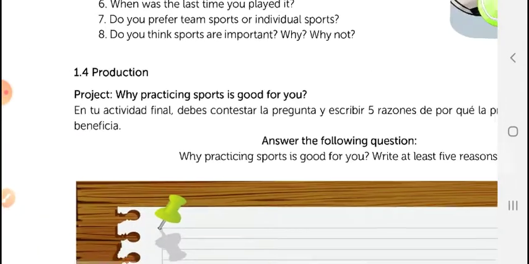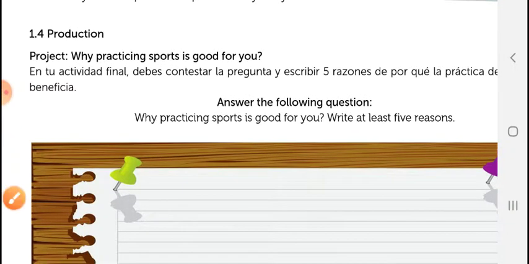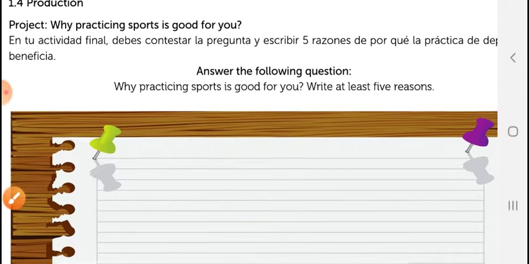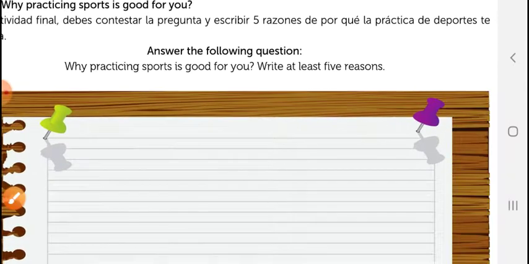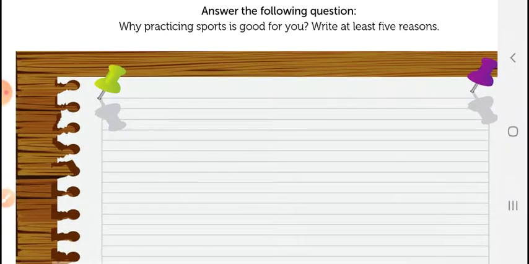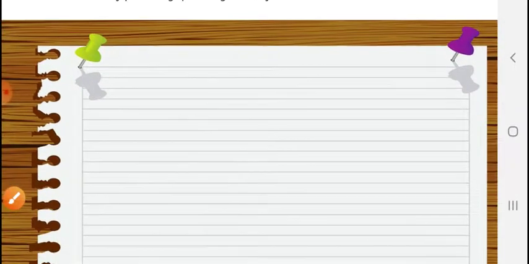Okay? Finally, in the 1.4 production here, project. Why practicing sports is good for you? En tu actividad final debes contestar la pregunta y escribir 5 razones de por qué la práctica de deportes te beneficia. Okay? Why practicing sports is good for you. Write 5 reasons, 5 razones.